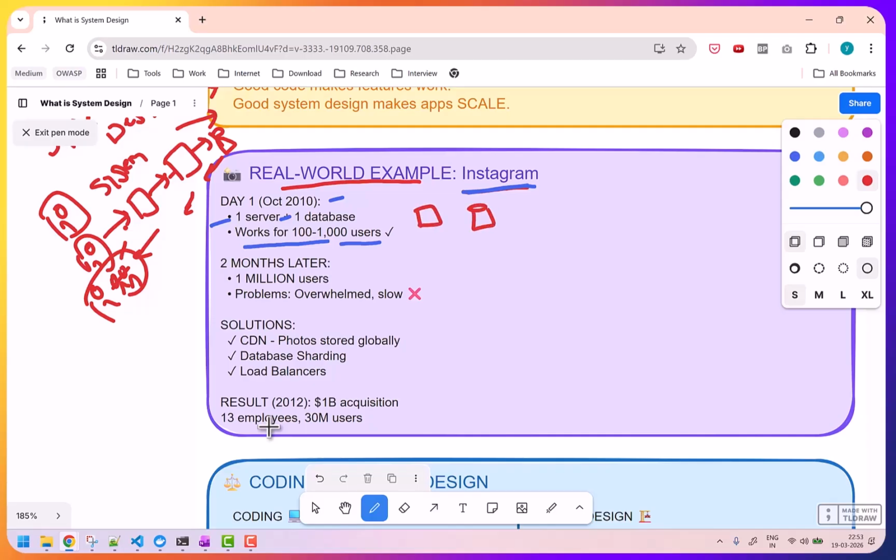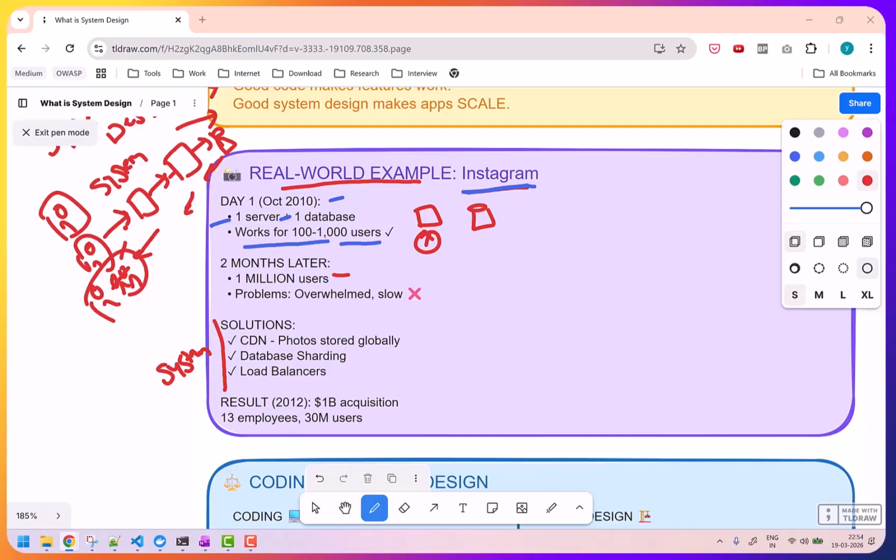But 2 months later, Instagram became very popular. Their users spiked to 1 million users. And the problem now is that one server is not enough, so the application becomes slow. They realized this problem and brought a solution. This is the system design mindset which they brought: how to scale the solution so that 1 million users can access it.